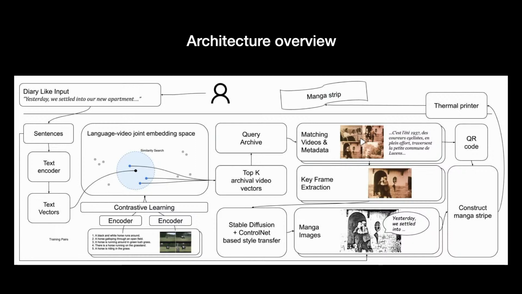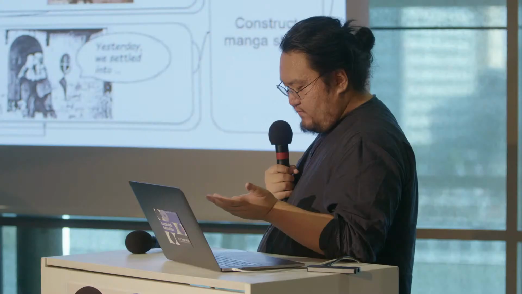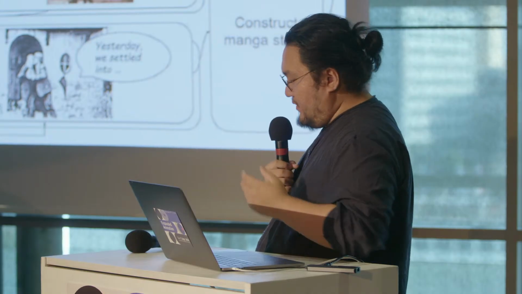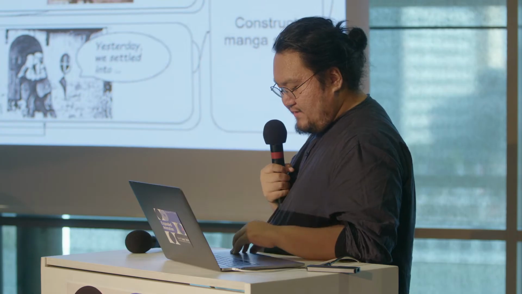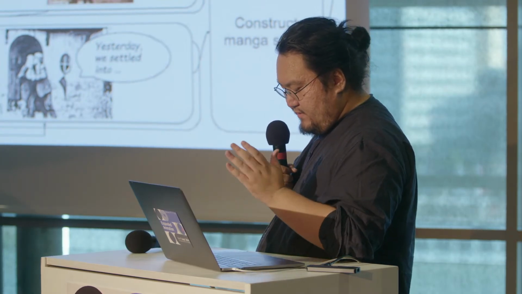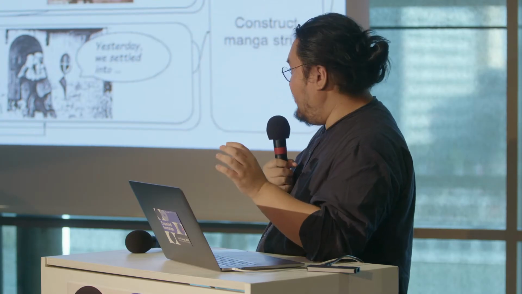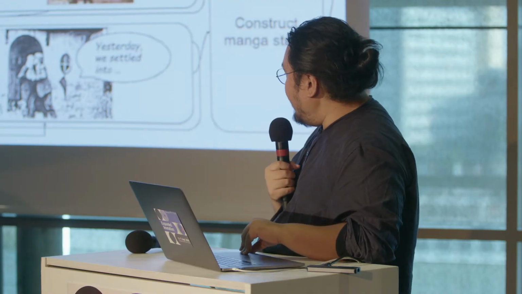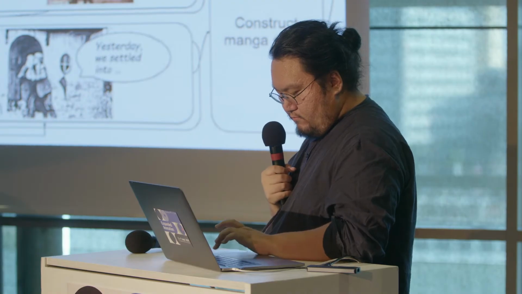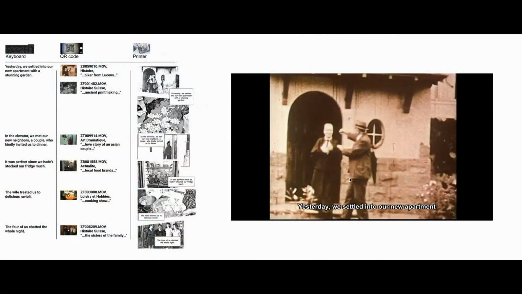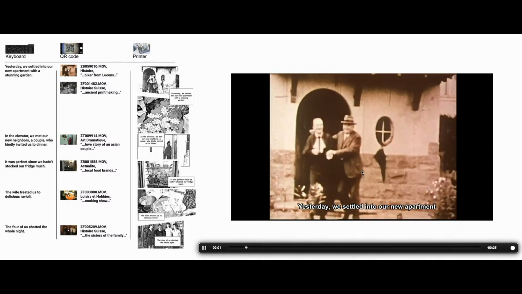Once the keyframes are gathered, they're sent to a Stable Diffusion ControlNet-based style transfer pipeline to transfer them into a manga style for stylistic consistency. And an image editing pipeline in Python is then used to add the original input prompts from the user as speech bubbles and for some randomized typesetting. So here's an example of all of the results. I don't know if this plays, okay.